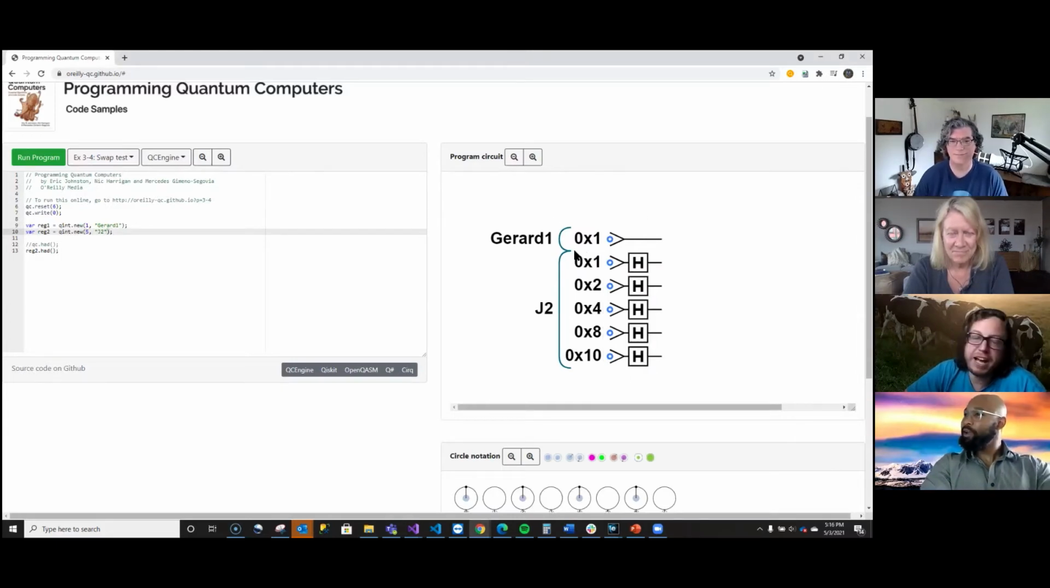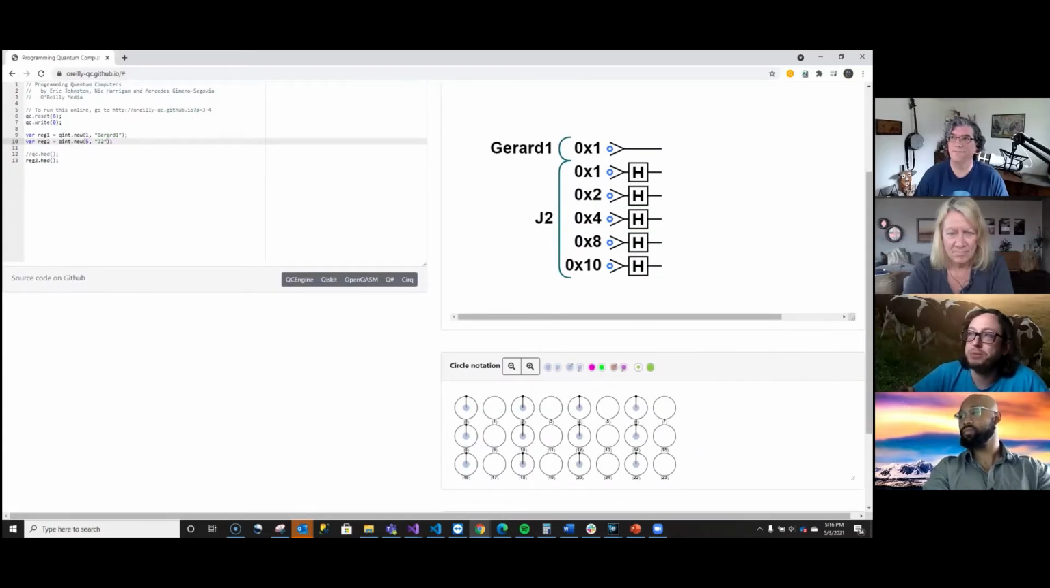So, yeah, I totally get that they interact, but what gets me is that there's only one circle notation representation. Like we're looking at the J2 register and everything is zeros, but Gerard 1 is a 1, then it shows a 1, but you really just want to know the value of J2, which is 0. But the Gerard 1 screws everything up, you know? So that's what was kind of confusing me.